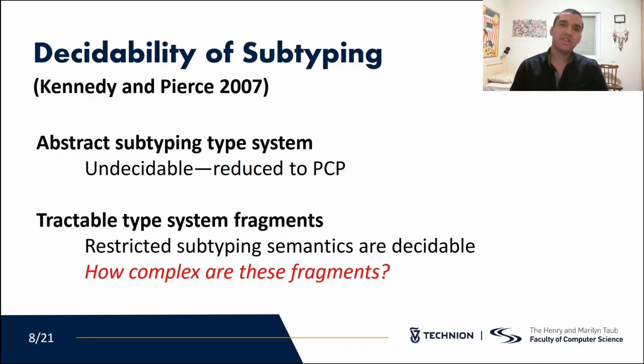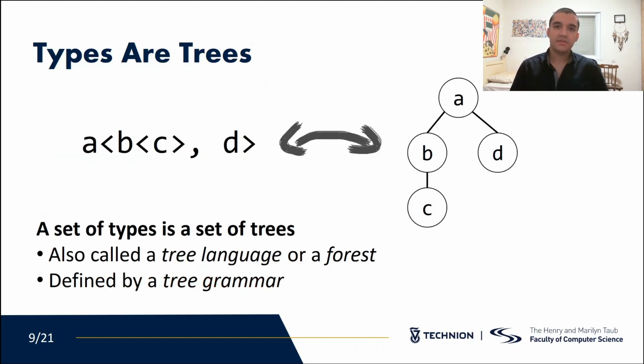So we know that the type system fragments of Kennedy and Pierce are decidable. But now we ask, how complex are they? To answer this question, we draw a connection between subtyping and tree languages. For starters, observe that types are trees and vice versa. This is because polymorphic types are shaped like trees.